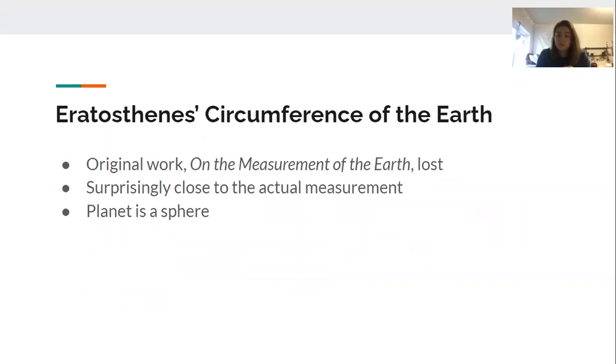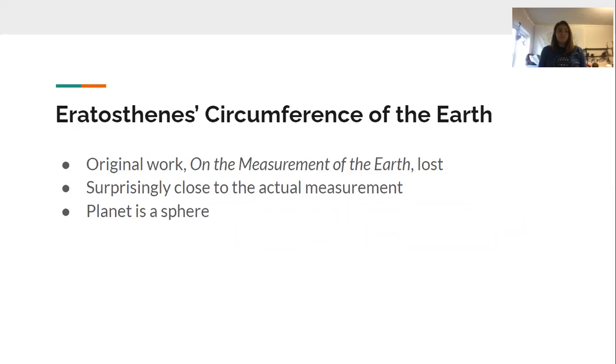Then the other thing he did was he found a very close estimate of the circumference of the Earth. We're not actually entirely sure what he did because most of his writings are lost, but we have a guess. A lot of people actually doubt the authenticity of his measurement because it was really, really close to what we consider to be the actual measurement. So there's a lot of doubts as to whether or not he actually came up with it.